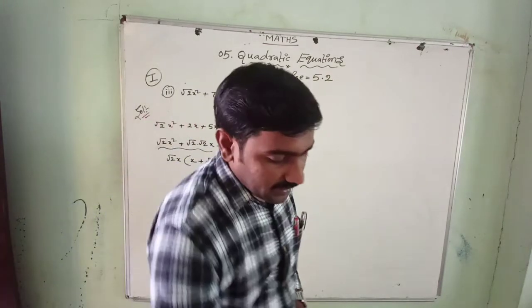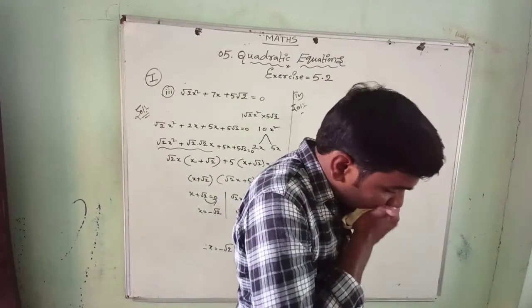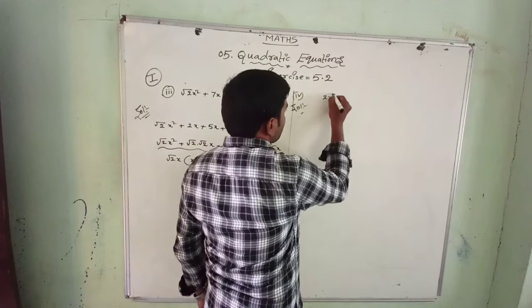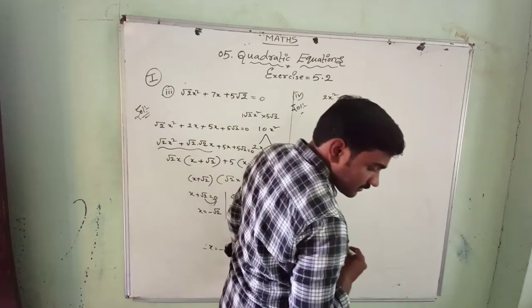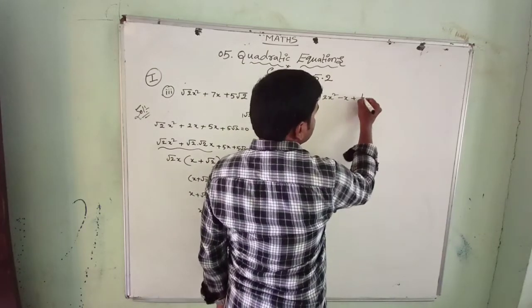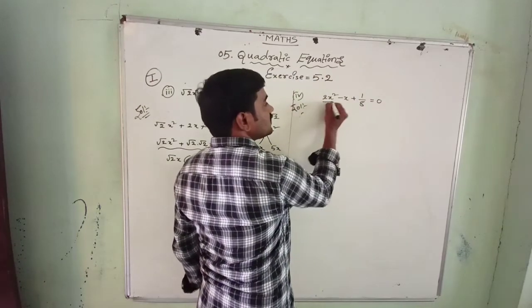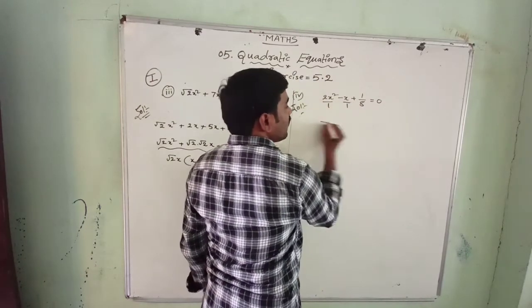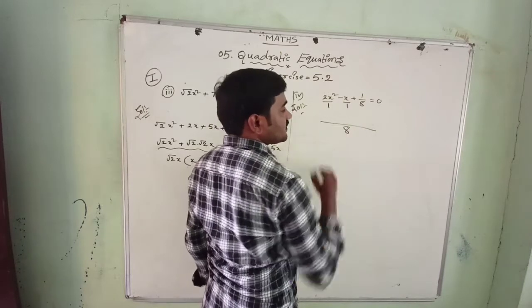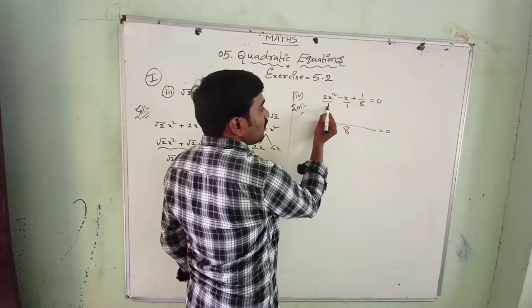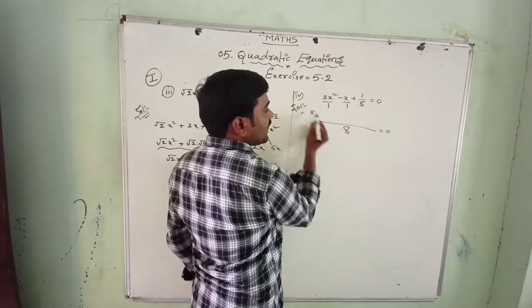In the same way, let us go for question number 4, that is 2x square minus x plus 1 by 8 equal to 0. Now we write this as a by 1 and by 1. We will take the LCM as 8. So 8 as the LCM. 1 8 is the 8.